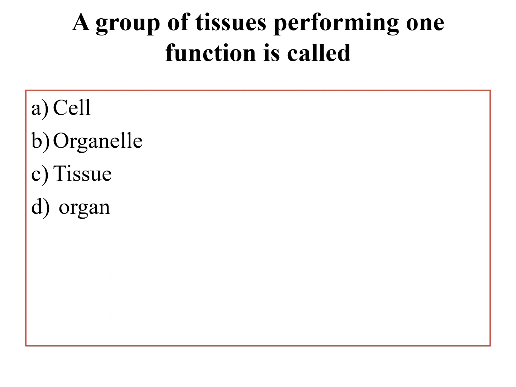A group of tissue performing one function is called a cell, organelle, tissue, or organ. So you know, a group of cells together forms tissue, a group of tissues together forms an organ, a group of organs together forms a system, which will perform one function. So a group of tissue performing one function is called an organ. So the answer is organ.